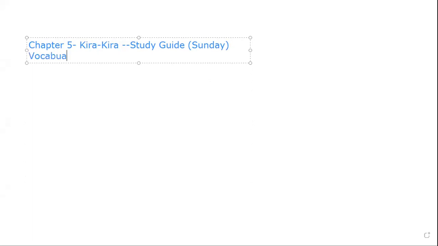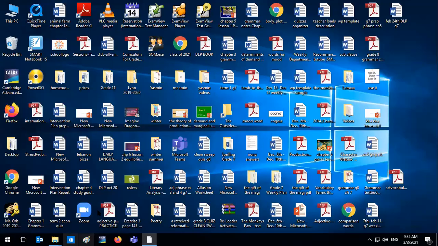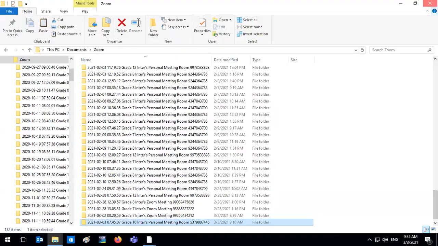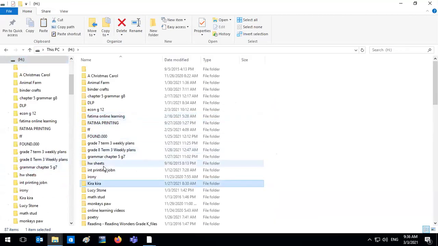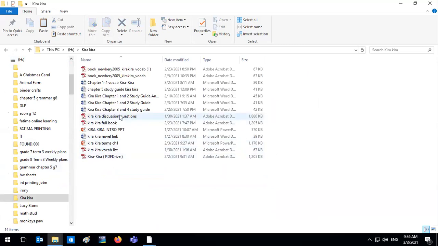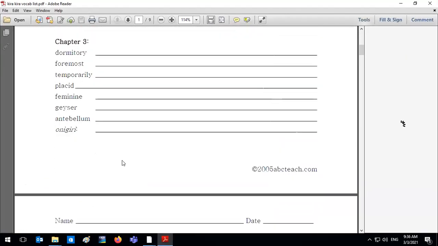Also, there's vocabulary for chapter 5. The vocab I'm going to share with you. One second. If you look here with me, Ibrahim, here is the vocab list for chapter 5.